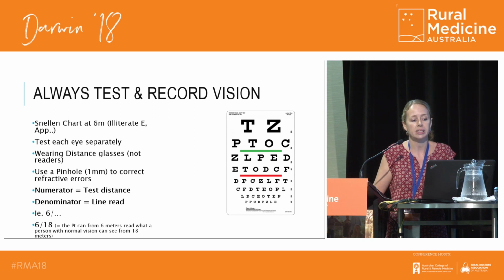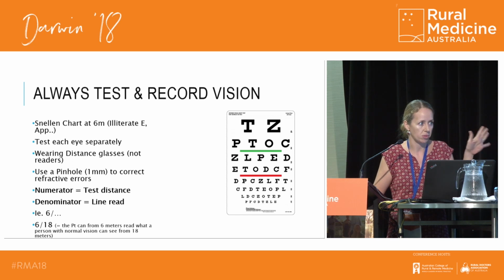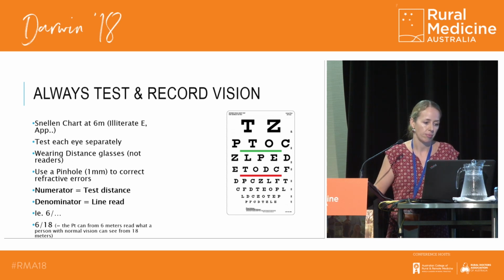So as long as you can measure their vision in some way to get some sort of visual acuity, that's really important. Check that the patient can actually understand and read the letters as well, because they may be struggling just because they don't understand the letters. In those cases, use an illiterate E chart and just ask them which way the arms of the E's are pointing. Always test each eye separately. Very, very important.